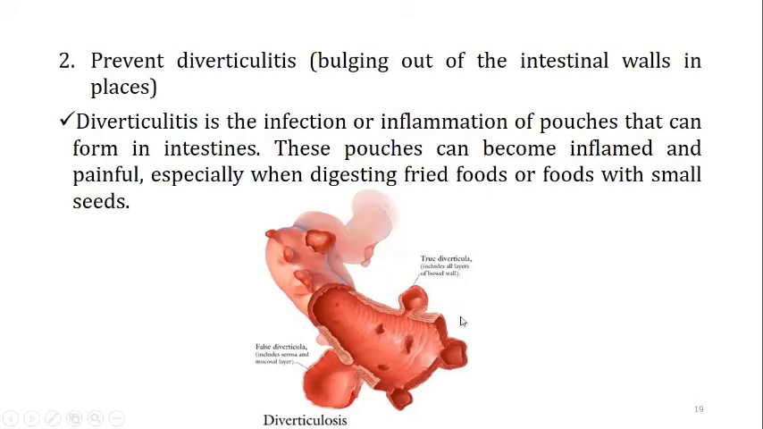Okay, then it is another major health benefit of dietary fiber.